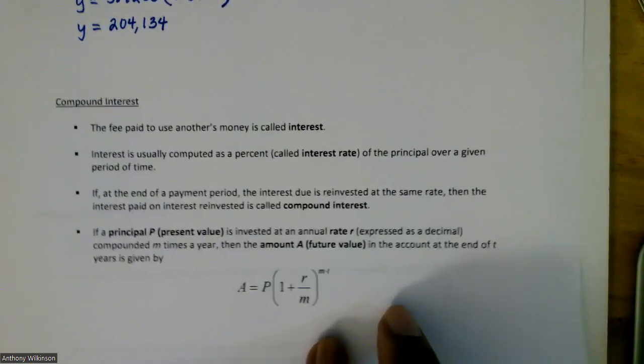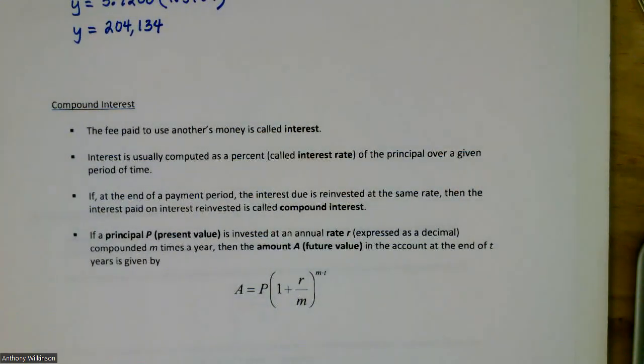All right, the last thing we'll look at in this video will be compound interest. The fee paid to use another's money is called interest. And interest is usually computed as a percent, called the interest rate, of the principal over a given period of time. If at the end of the payment period, the interest due is reinvested at the same rate, then the interest paid on interest reinvested is what we call compound interest.